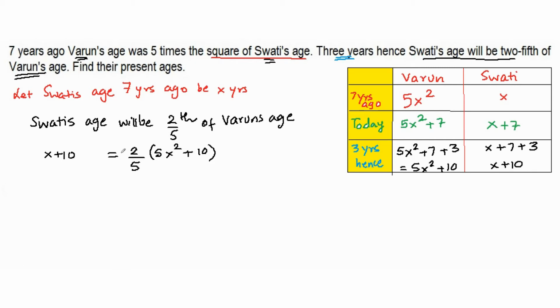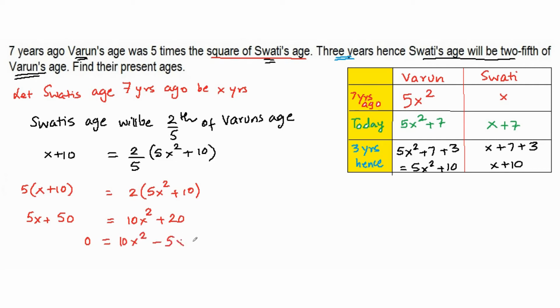So now let us solve these equations. This 5 is in division. On the other side it goes to multiplication. So this becomes 5 times x plus 10 is equal to 2 times 5x square plus 10. So expanding the brackets, I get 5x plus 50 is equal to 10x square plus 20. Shifting all the terms to one side, let's shift everything to the right hand side. So it becomes 0 equals 10x square minus 5x minus 30.